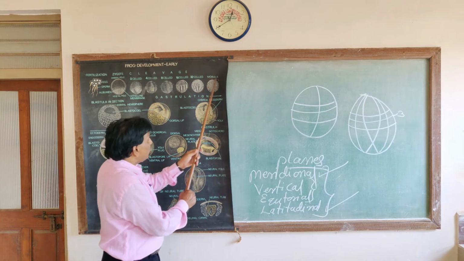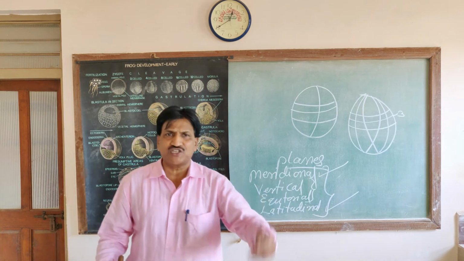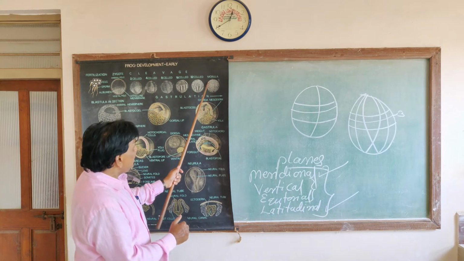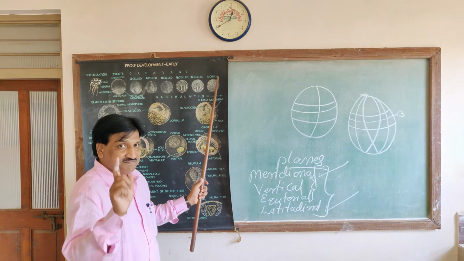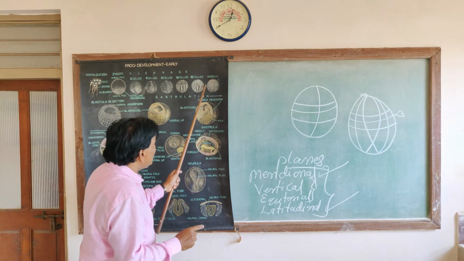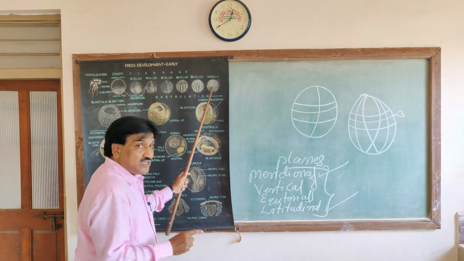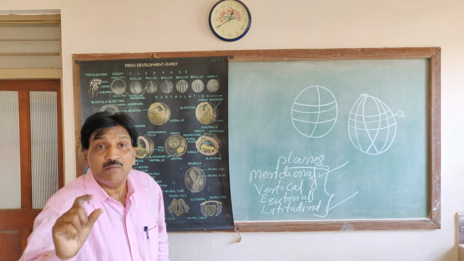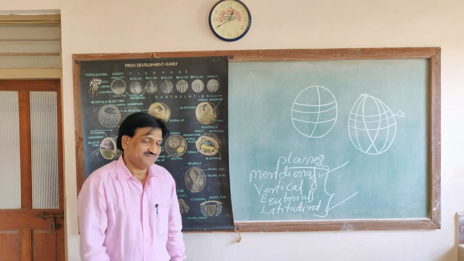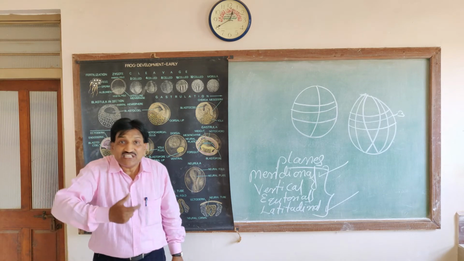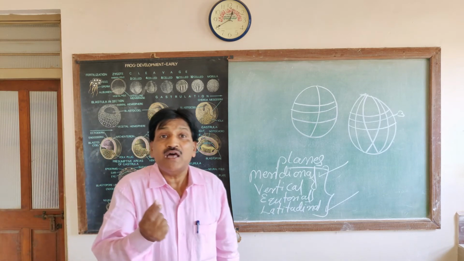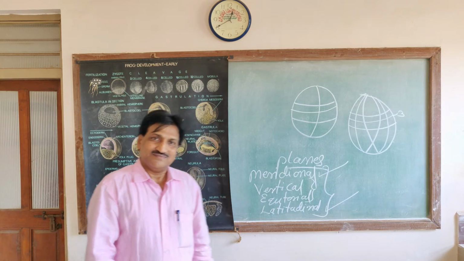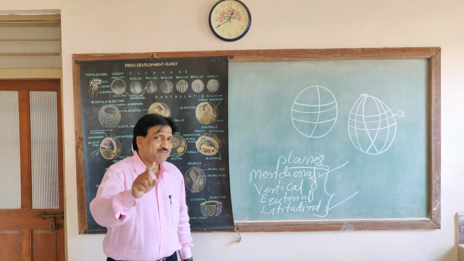Now, why is it called morula? Because the arrangement of the blastomeres completely resembles a mulberry fruit. Hence it is called the morula.